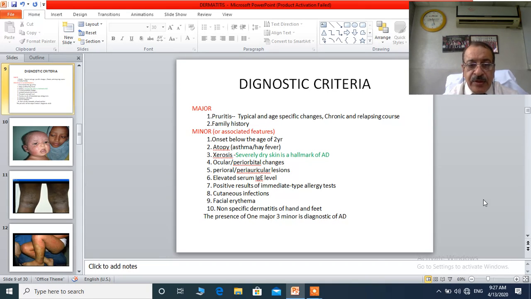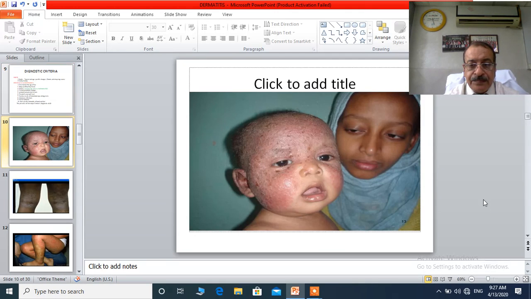So as I have already told, the presence of one major and 3 or more than 3 minor features is diagnostic of atopic dermatitis. Now if you look at this picture, this child has atopic dermatitis.